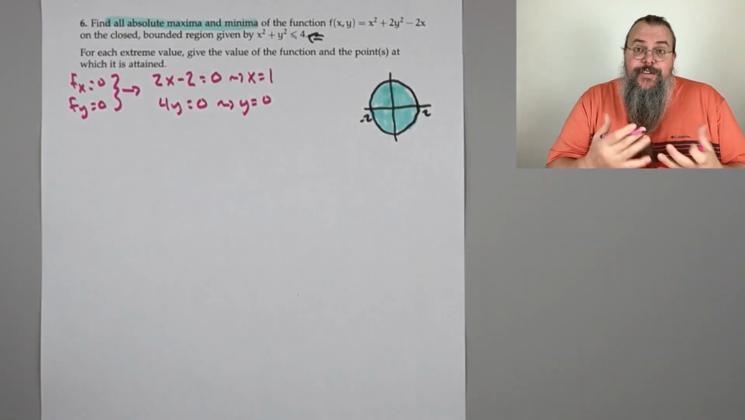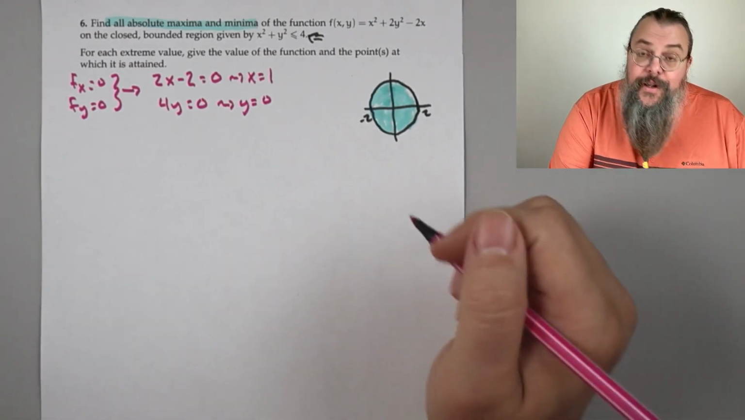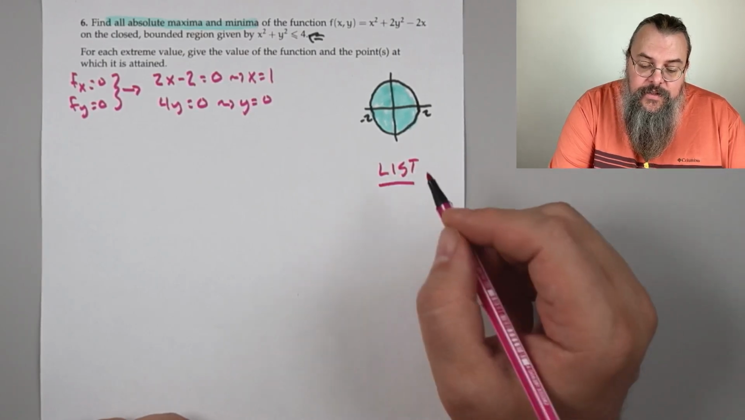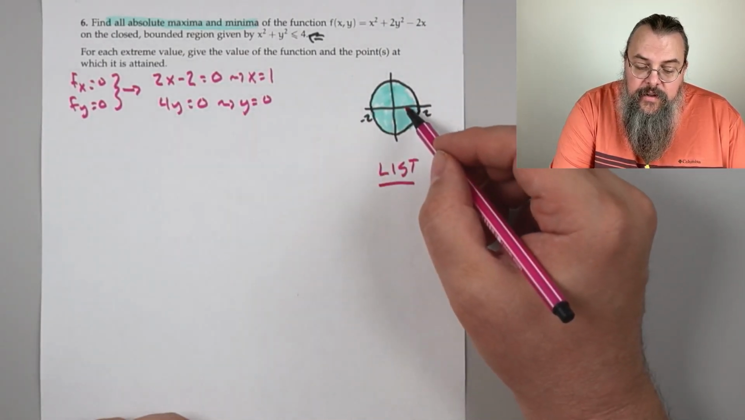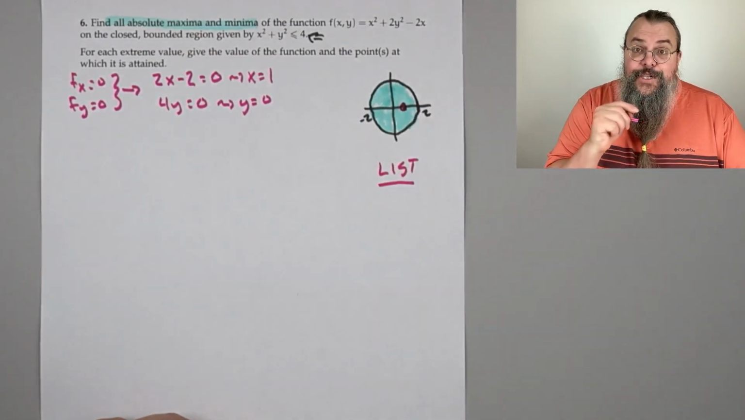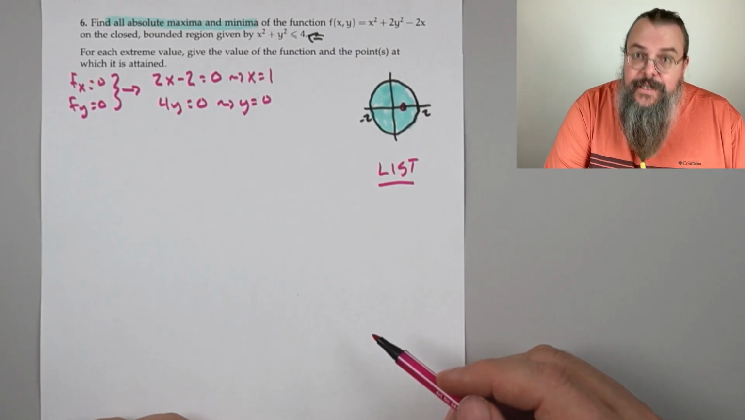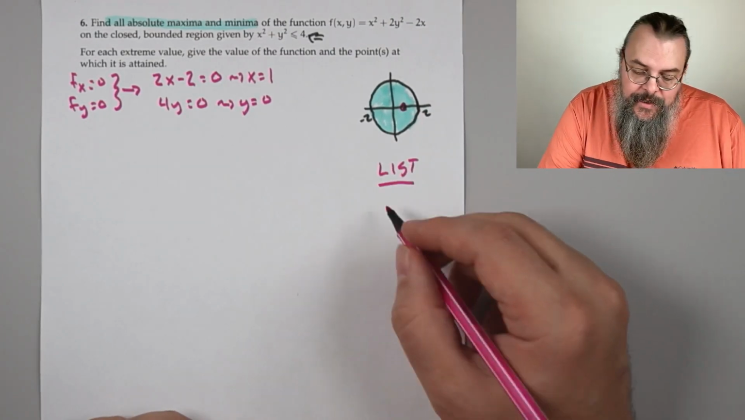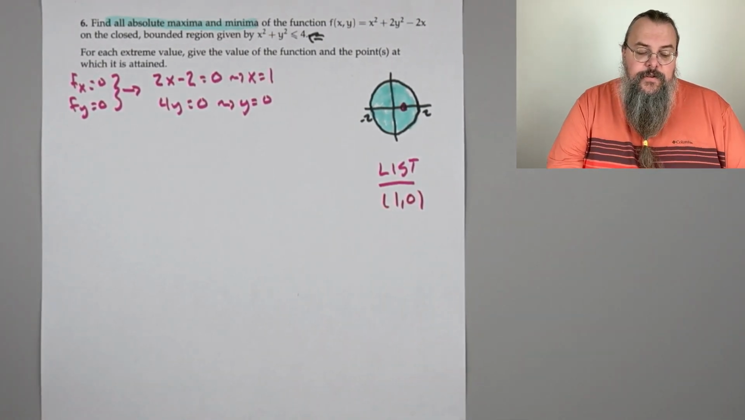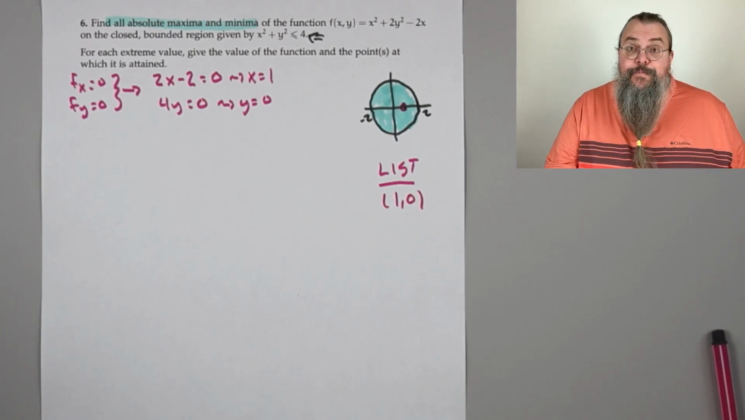Now, this tells us there's one point where both the partial derivatives vanish. Does it make our list? Well, that's a good question. To answer that, we say, where does it fall? It's x equals 1, y equals 0, which would be here. That's in our region. If it had been outside of our region, forget it. Not important. But in our region, it makes the list. So we add it to our list. All right, so next up, we've got to do the boundary.